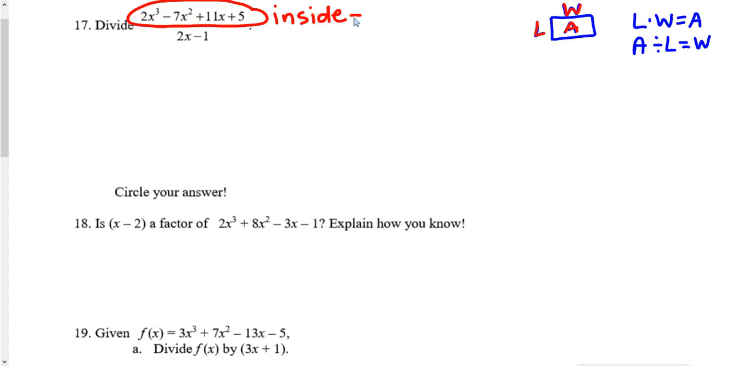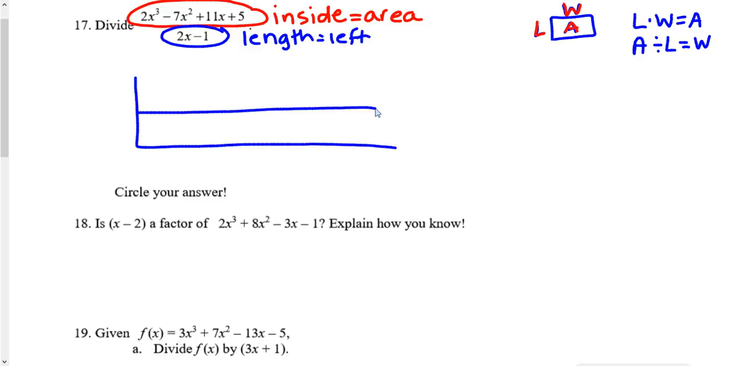That's my area. The bottom here is going to be my length in this case, or the left of my box. So I'm going to start out, I don't know how long to make the box, I'm just going to make it keep sort of ending. So I've got 2x minus 1 there. And now I'm going to start out by putting my inside inside. My first term is 2x cubed.